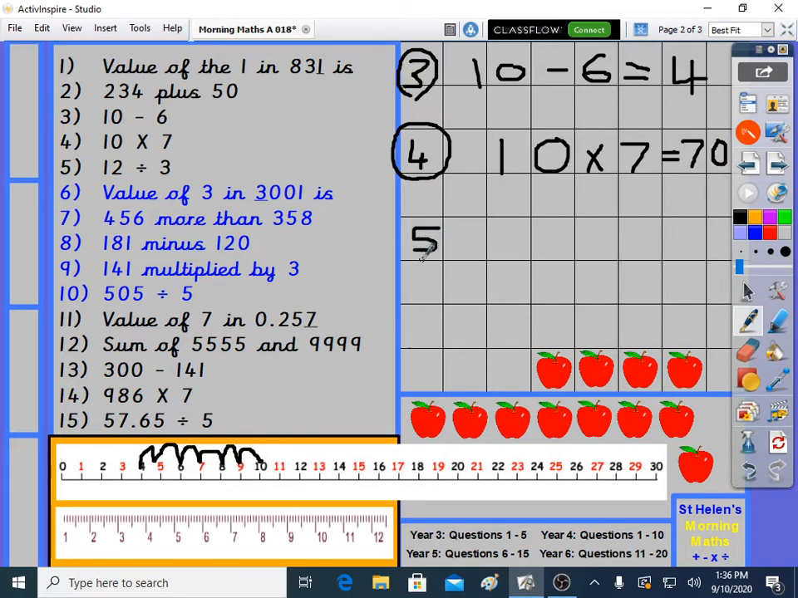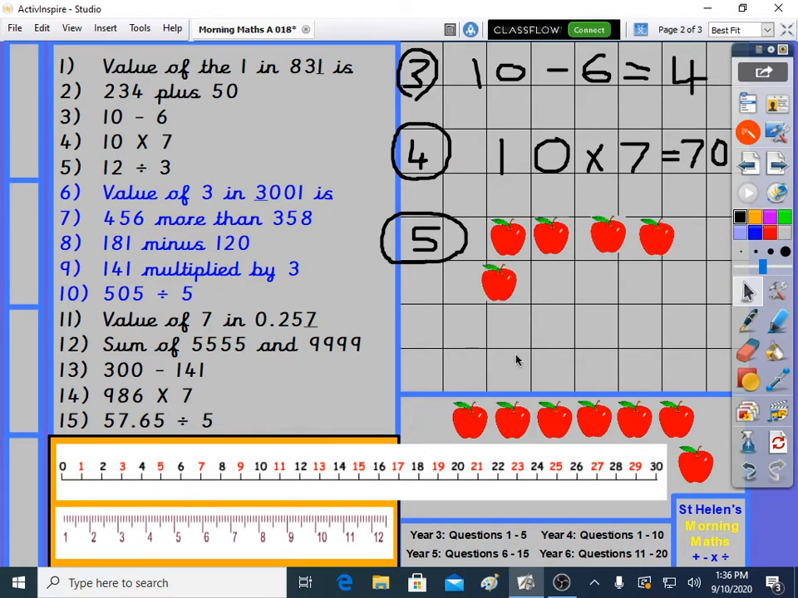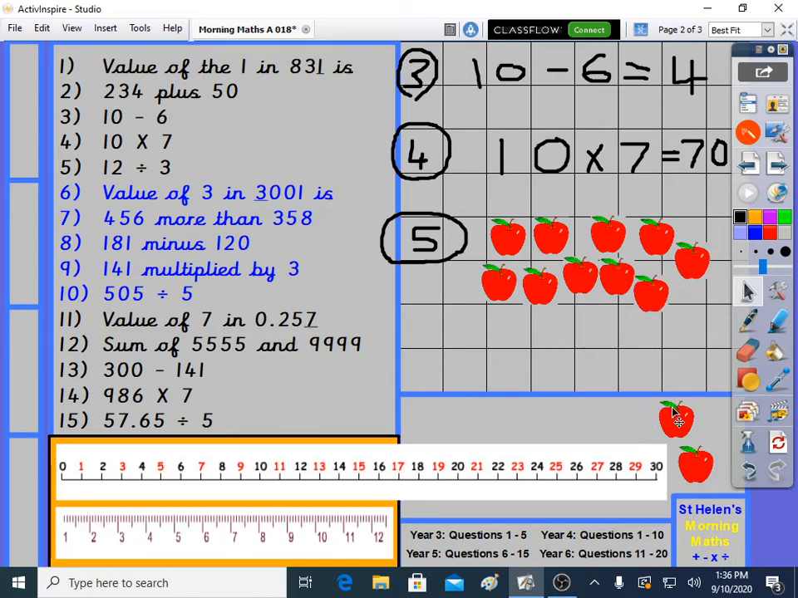Question 5, I'll be using these apples that I've got here. You might be wondering what they're for. Well, they're for sharing, because 12 divided by 3. So I've got 1, 2, 3, 4, 5, 6, 7, 8, 9, 10, 11, 12 apples. I'm going to share them between 3, put them in groups of 3. I'll get 3 people who are going to eat these apples. 1 wants some apples, 2 wants some apples, and 3. And when we divide things out, we share things out equally, so we make it fair.